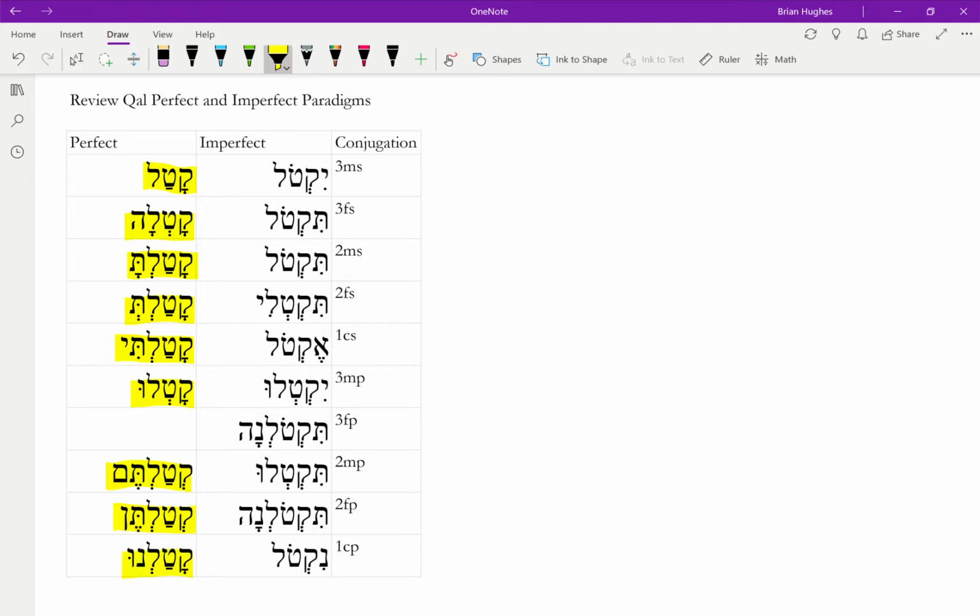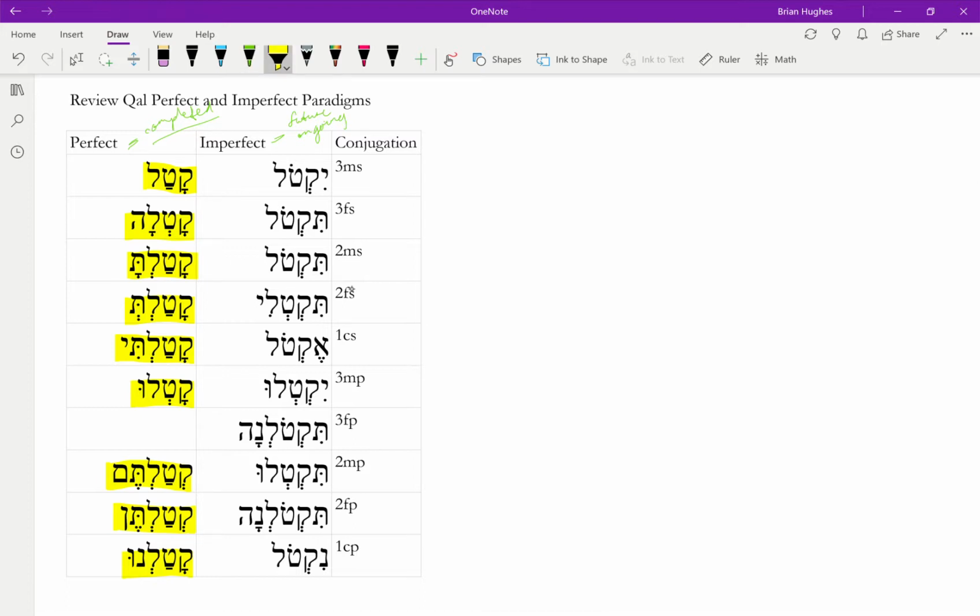That's our perfect paradigm. Remember, we're translating this as completed action, and so it's either a stative present or most often a past completed action. Our imperfect is either future or ongoing. It's non-completed action. So that'll help us as we get further into Hebrew.